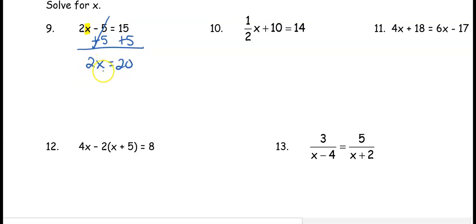Now it's 2 times x. So to move the 2, we do the opposite operation, which is division, which is how we end up with x equals 10. For number 10, same thing.